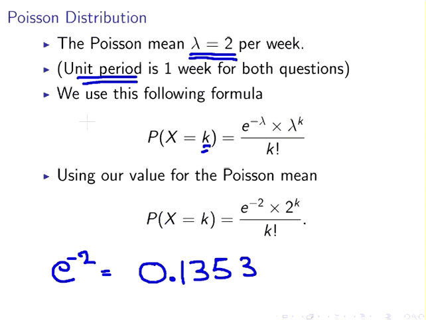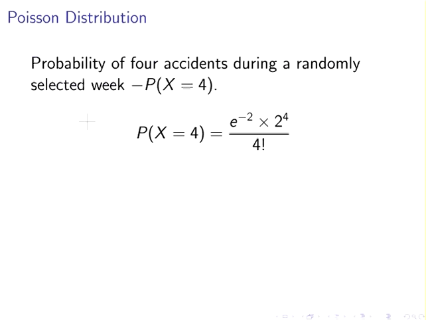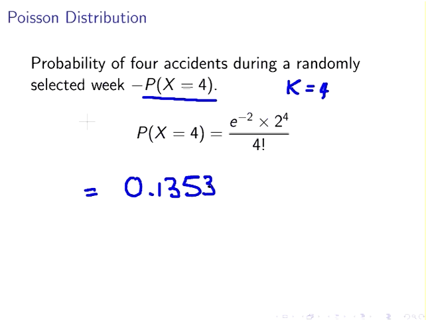So the probability of 4 accidents in a randomly selected week. That's the probability of X equal to 4. So here's how we would calculate that. In this particular case, k is equal to 4. So e to the minus 2 times 2 to the power of 4 all over 4 factorial. This is equal to 0.1353, that's this number here. 2 to the power of 4, that's a bit of calculator work, works out to be 16. And 4 factorial is 4 times 3 times 2 times 1, which works out to be 24.